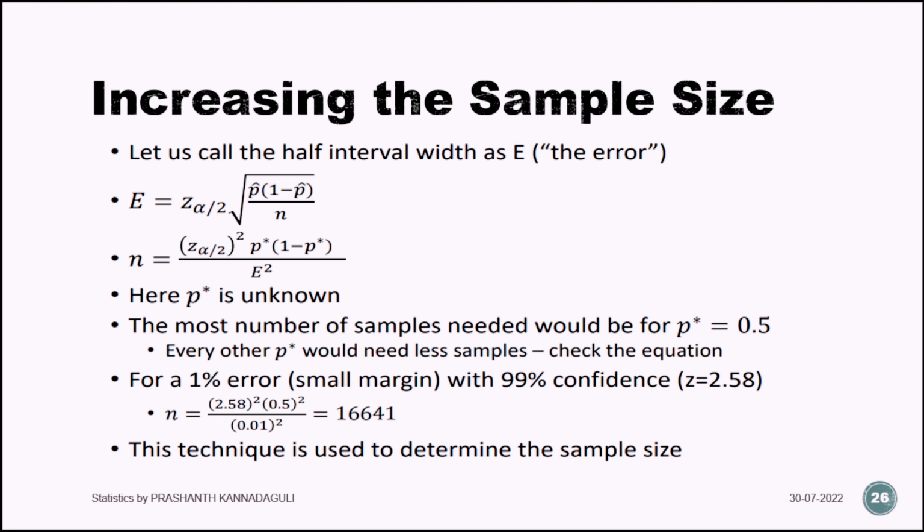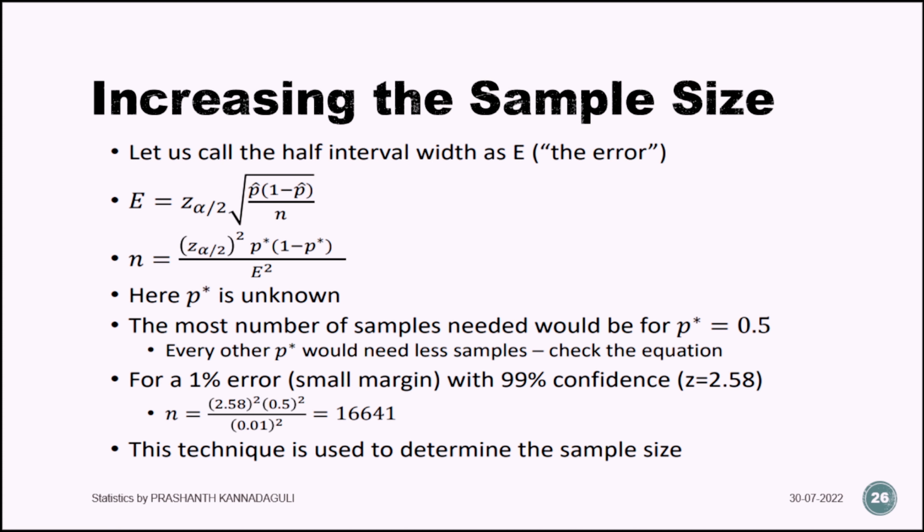Now you see this says 16,641. What is the meaning? How do you decode this? It says the number of samples n is equal to 16,641. So what is the meaning? In order to get a 99% confident prediction, 1000 is not enough.